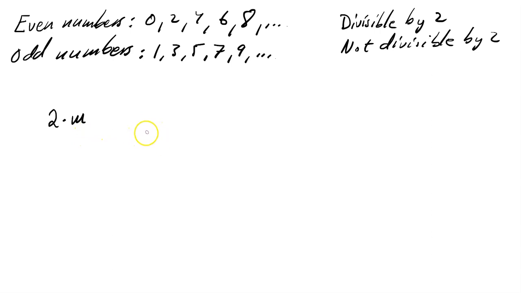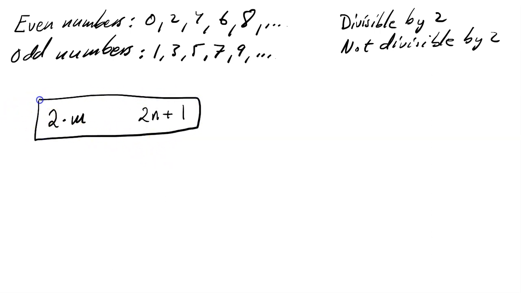And all odd numbers can be expressed as 2n plus 1, where n is an integer also. And this can be proved, that every even number can be expressed like this, and every odd number can be expressed like this. So let's now look at the proof.